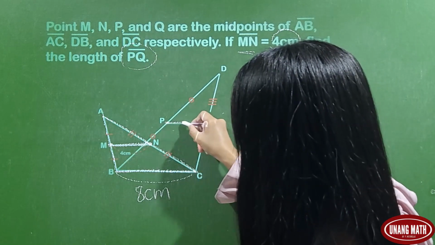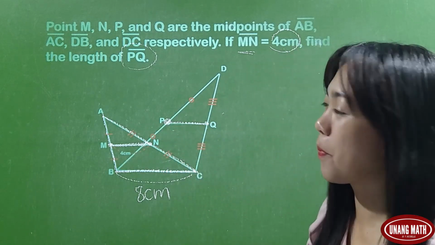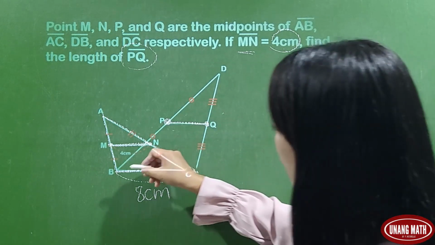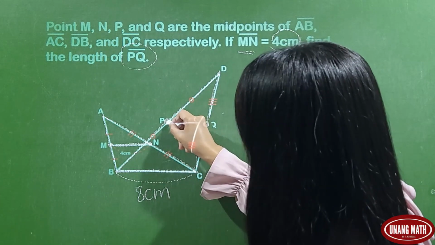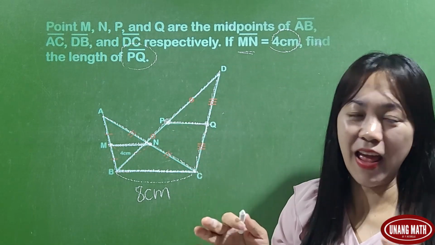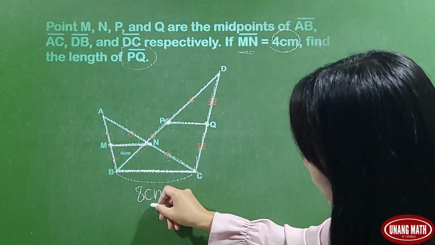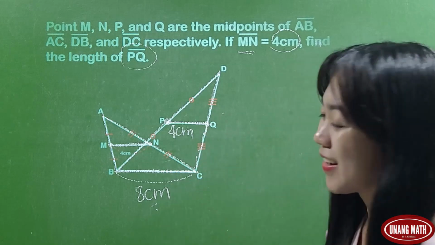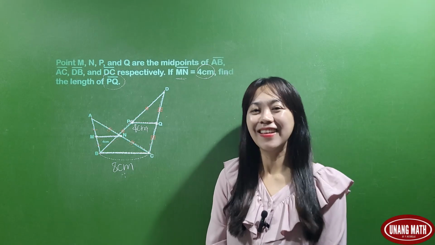Okay, we are looking for the length of segment PQ. So this is segment PQ. P is a midpoint. Q is also a midpoint. So it means this is a mid-segment. Okay, considering this triangle BCD, this length is half the length of the third side, which is segment BC. So half of 8 centimeters, then PQ is 4 centimeters. So the length of segment PQ is 4 centimeters.